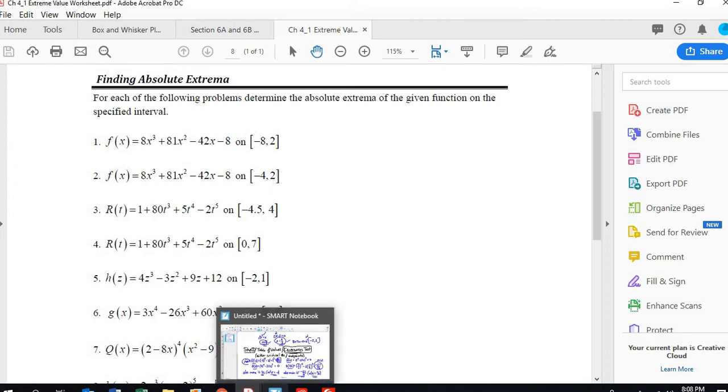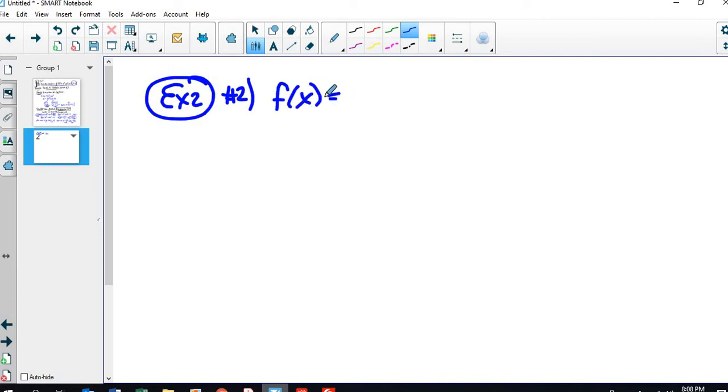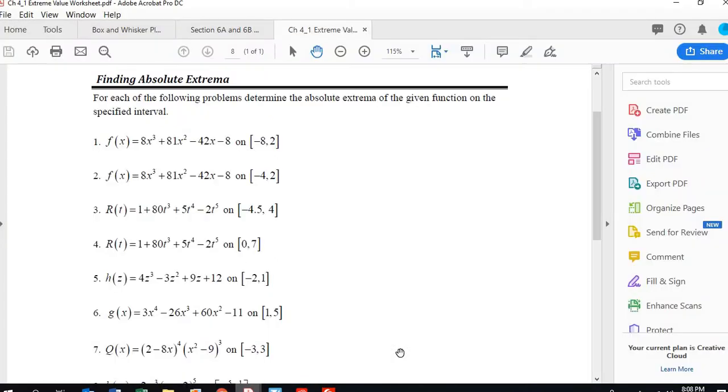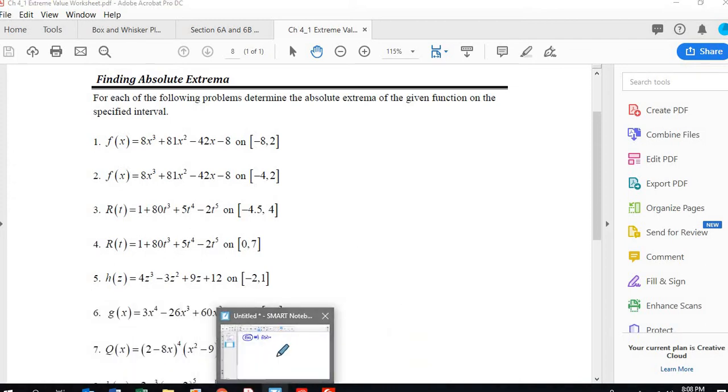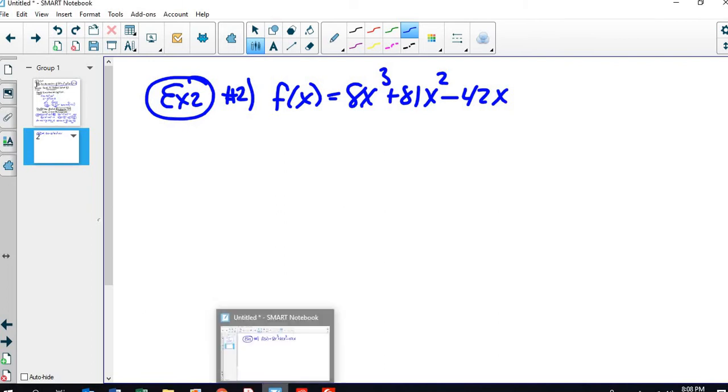All right, so let's get me a new page here, and we're going to do an example again. I'll do everything in blue this time. Example 2 is problem number 2 from the worksheet, and your function is given. I got to go back and take a peek again. All right, it is 8x to the 3rd plus 81x squared minus 42x minus 8. So 8x to the 3rd plus 81x squared minus 42x, and I forgot the constant, not that it makes a whole lot of difference yet, but it will.